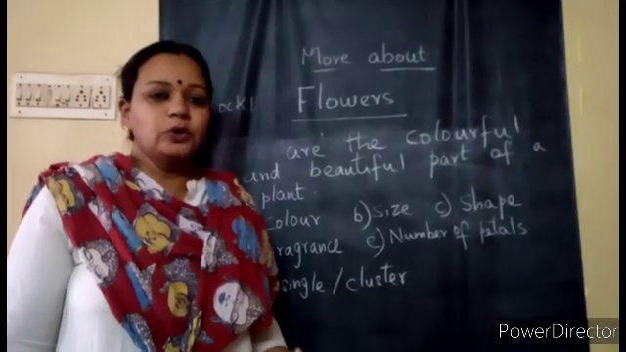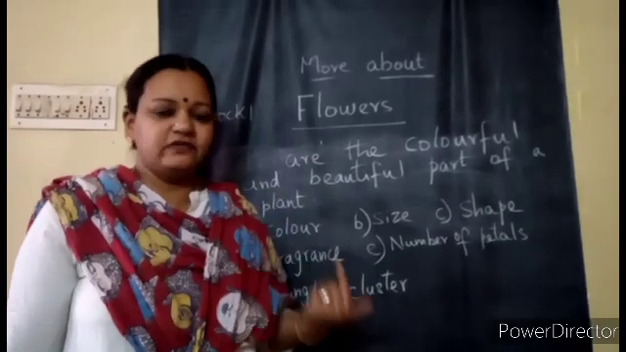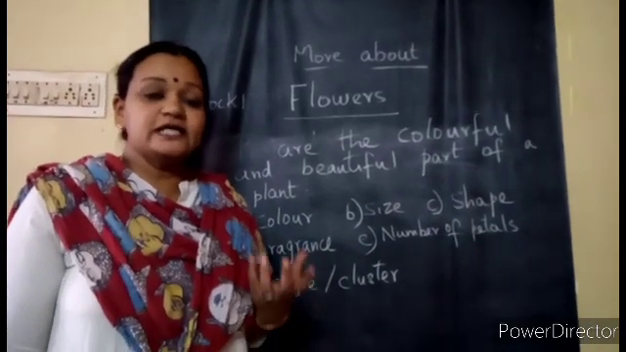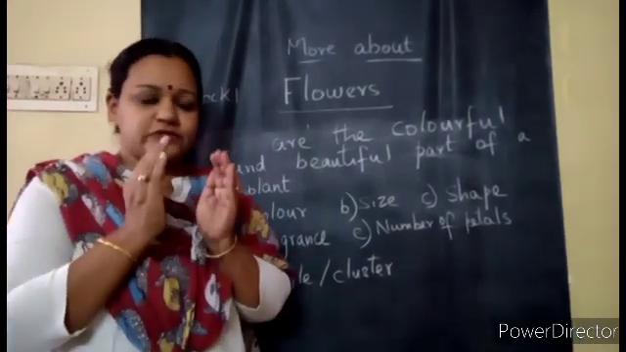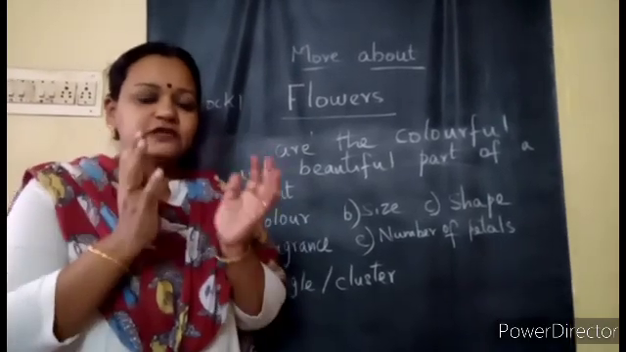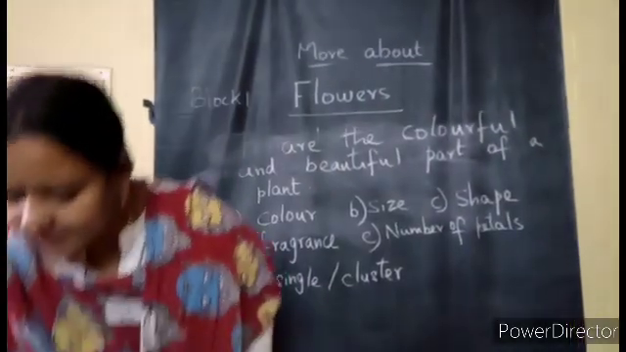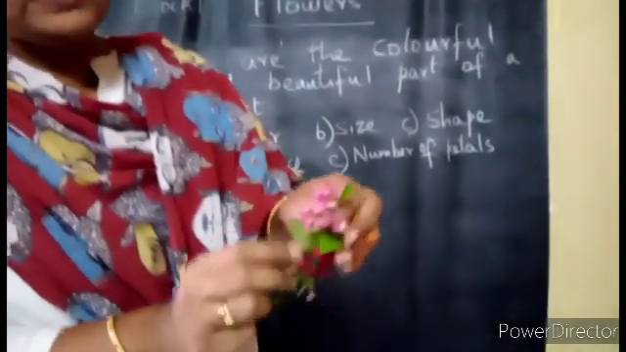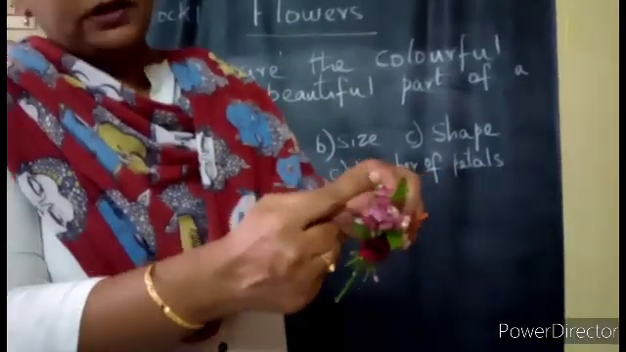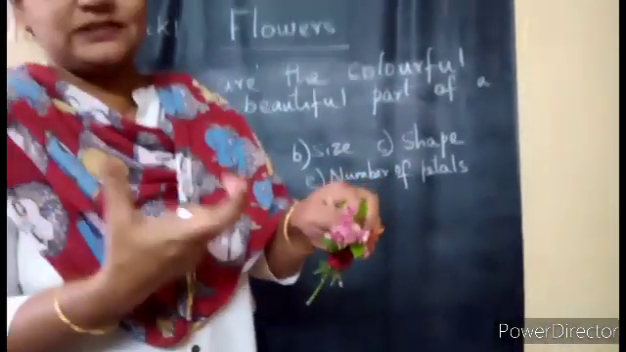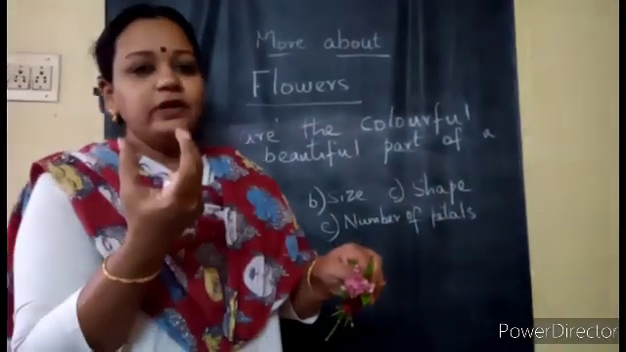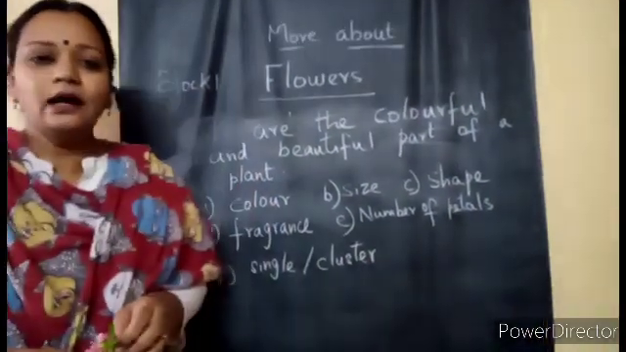So some flowers will grow as single flowers. Some of them you can see as a cluster. Cluster means a group of flowers. 2, 3, 4, 5 flowers, they will bloom together. Just like this you can see a group of flowers growing together. That is called a cluster. Many flowers together. Some will bloom single, like our rose.